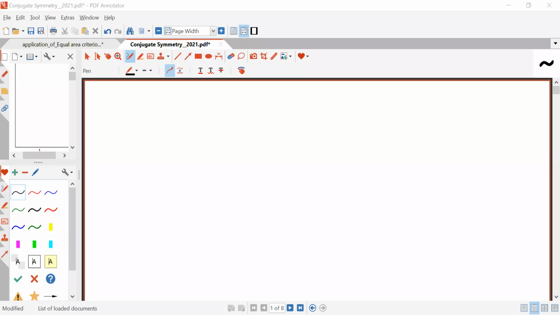In this lecture, I am going to discuss the numerical example based on the multiplication property of the Fourier transform.